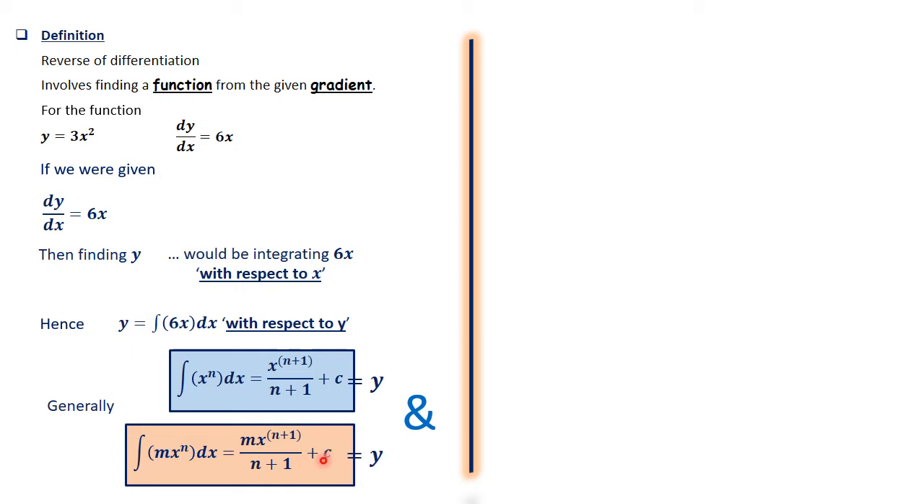Now therefore, for the function that we were dealing with, change in y over change in x equals 6x, if we want to look for the value of y, we would have y is the integration of 6x with respect to x, which is 6x in brackets 1 plus 1. Please remember that the power of x here is 1. So we are adding 1 to the power of x, from 1 to 1 plus 1, which is of course 2.